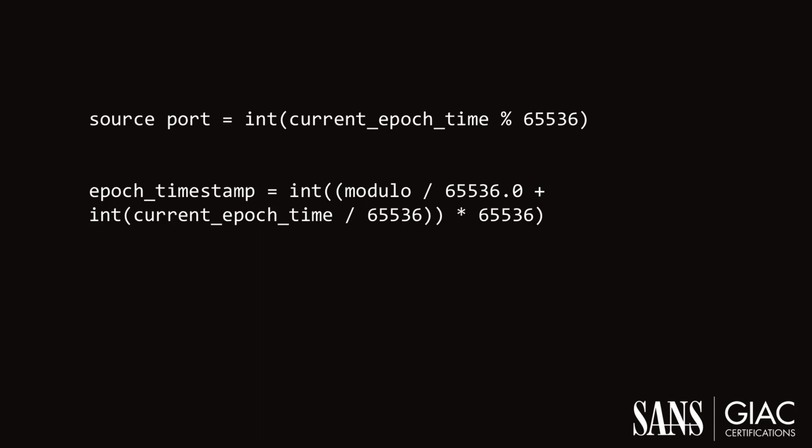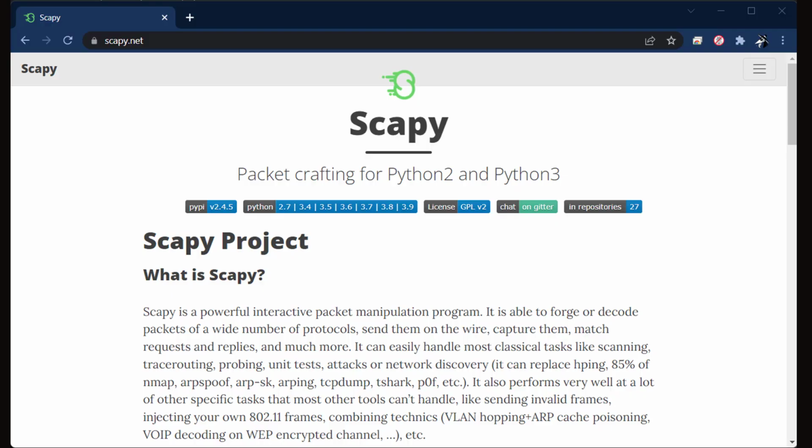Now, this conversion assumes that the current epoch time is within the 18-hour window represented by the source port value. To generate 1 packet per second with an ever-increasing source port that represents the time that the packet was sent, I used Scapy. Scapy is written as a Python module and is ideal for programmatically crafting packets.